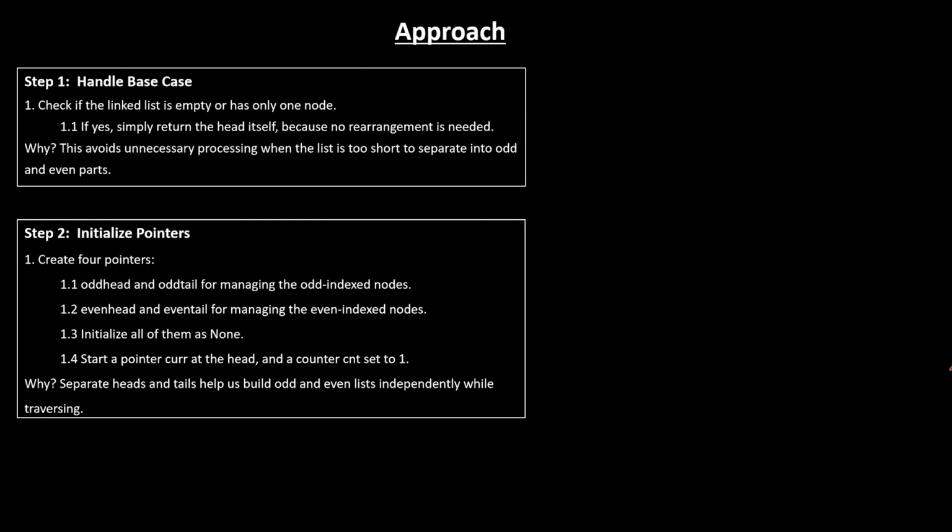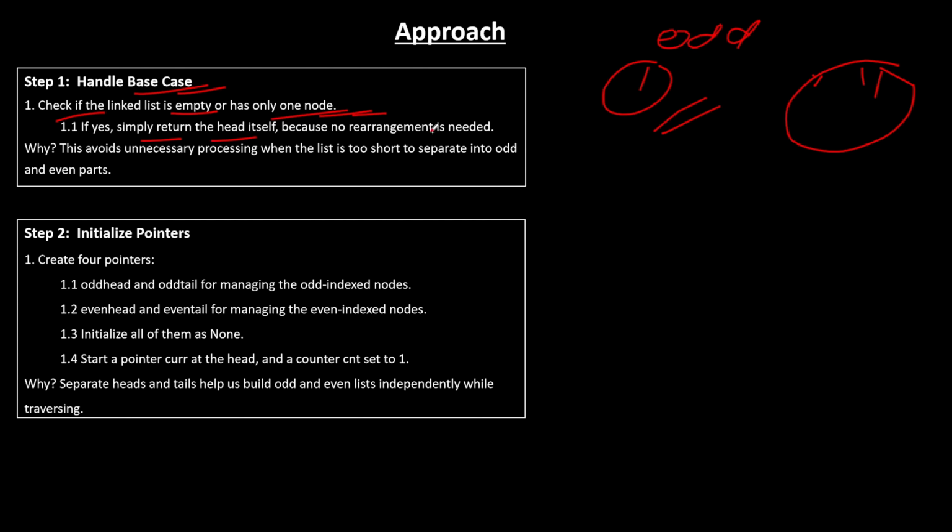Now, since we get the intuition of the problem, let's look into the approach, how we're going to solve it. So we will start by checking the base case. Now, what will be the base case? Check if the linked list is empty or has only one node. For example, if there is only one node, it is of course odd, but we will just return it, right? We don't have to do anything. We will simply return head itself because we have nothing to do. Or if it is null, like there is nothing, we will return head itself, so it will be null. So this is the base case because there is no rearrangement needed.